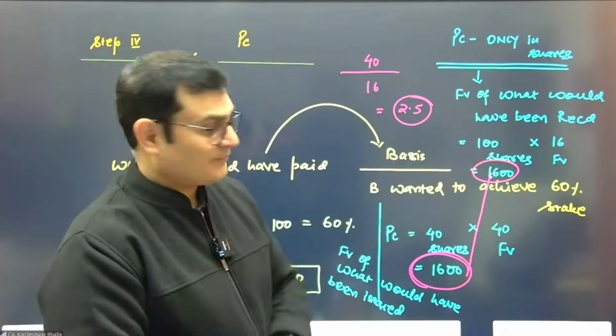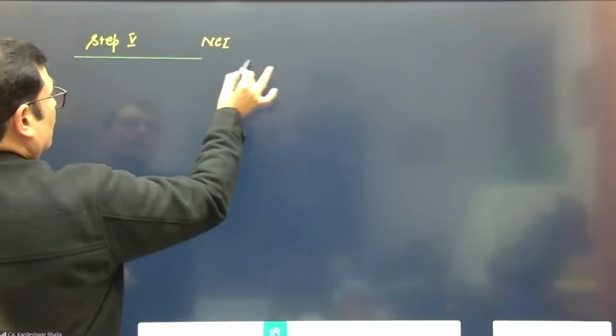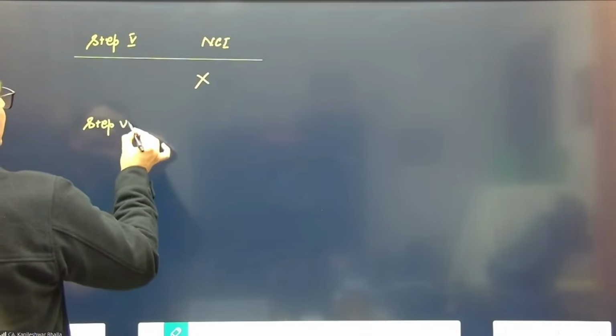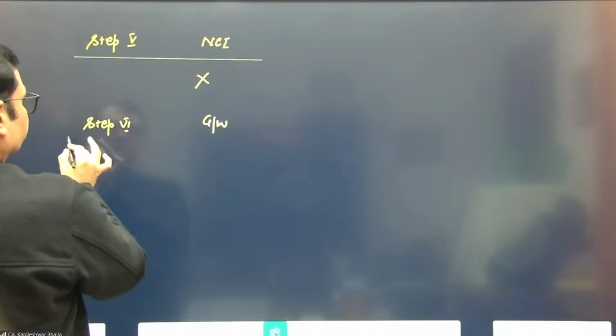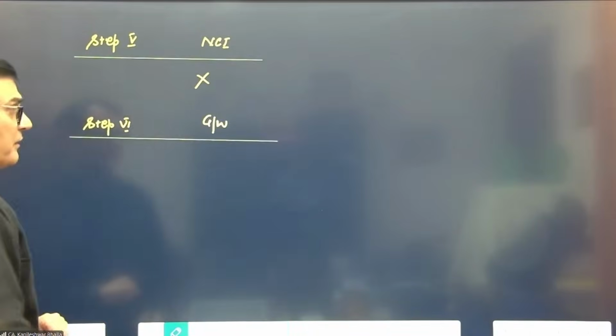Okay. Correct. Now we come to the next step, step number 5, which is on the NCI. And in this case, there is no NCI because we've clearly seen that all the shareholders accepted the offer. So in this particular case, there is no NCI. Then we go on to step number 6, and that is on the goodwill or the bargain purchase gain calculations. And this is going to be simple and straight.